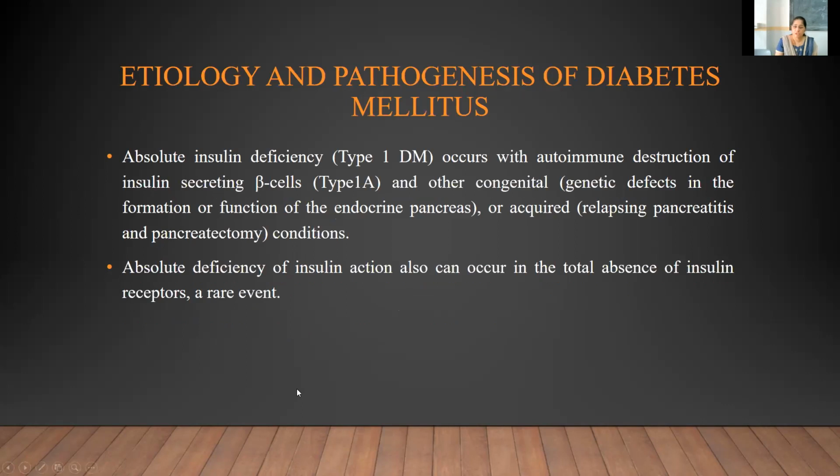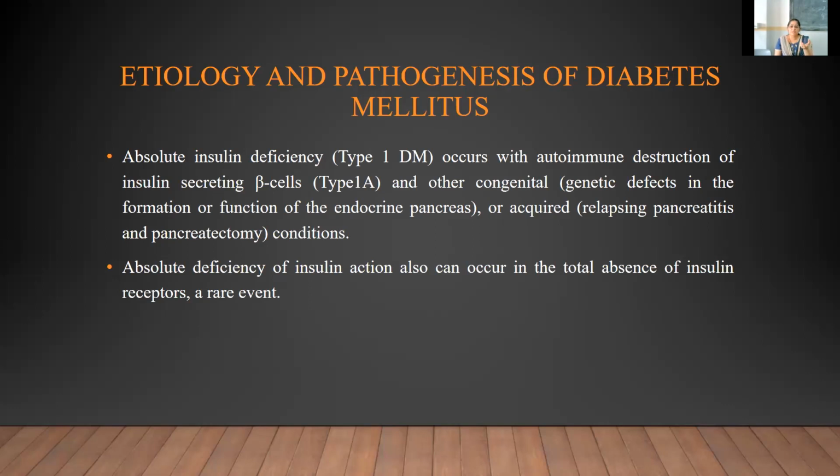Now, etiology and pathogenesis of diabetes mellitus. Absolute insulin deficiency is called type 1 diabetes mellitus, where your body is not able to secrete insulin. Why does it happen? Because it occurs with autoimmune destruction of insulin secreting beta cells. Your body has an autoimmune mechanism to destroy the insulin secreting beta cells.